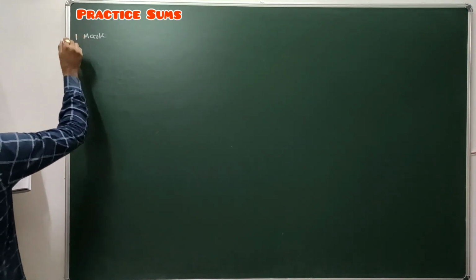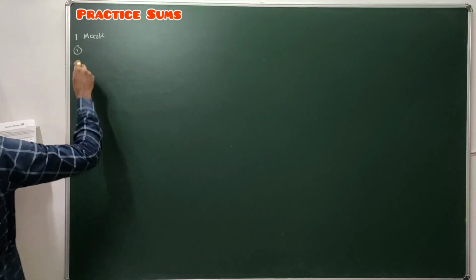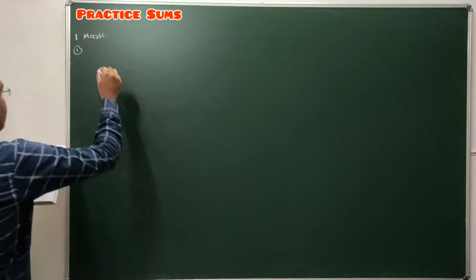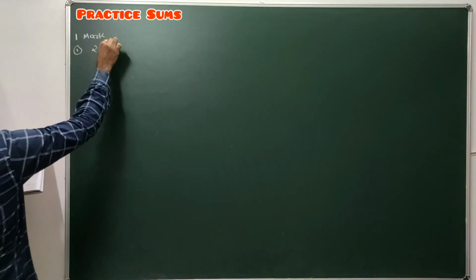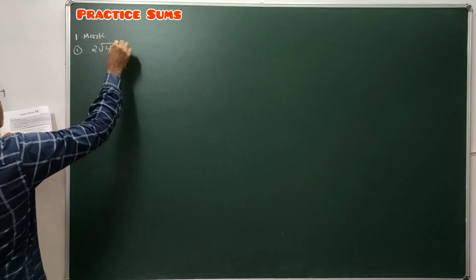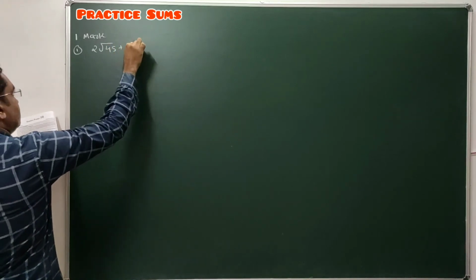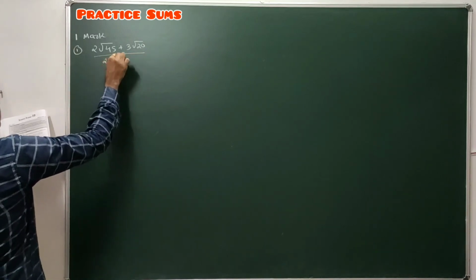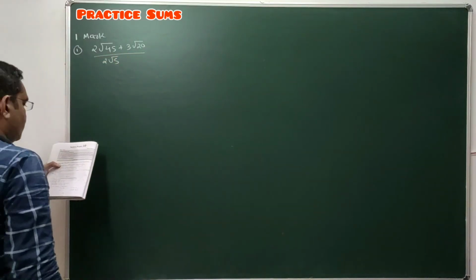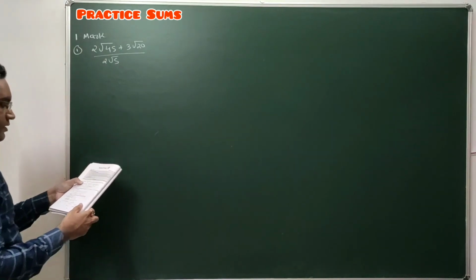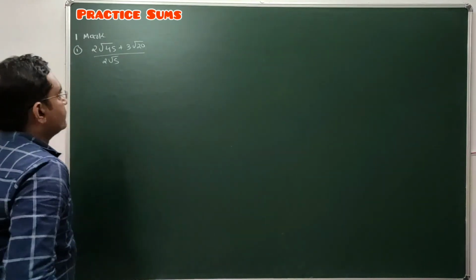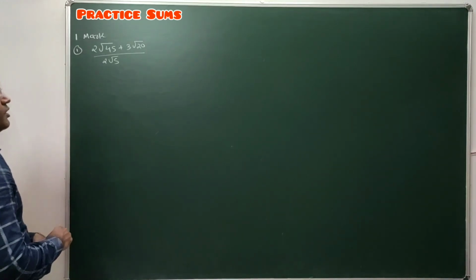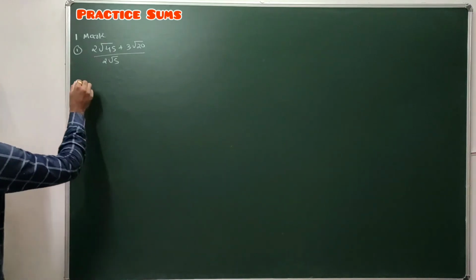Question number 1. I am reading the question. Write whether the number 2 root 45 plus 3 root 20 upon 2 root 5, on simplification, gives a rational number or an irrational number. The question is, will the simplification of this number give us a rational number or an irrational number? That we have to find.